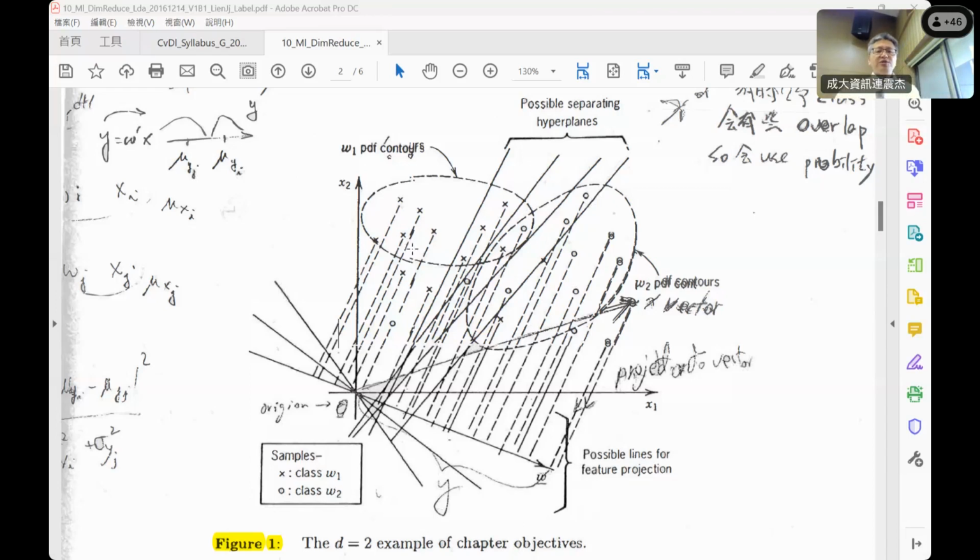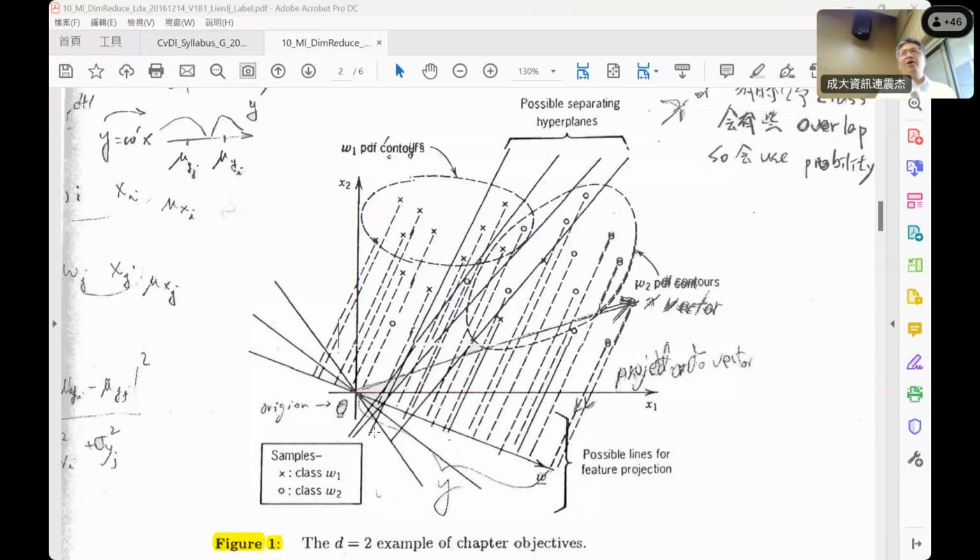Here is an easy way to say it. Suppose we only have two dimensions, x1 and x2, and this is the position or location. How can we find a line L to separate both clusters? Both clusters we want to separate. That means we try to find the normal direction of L, because it controls this line.